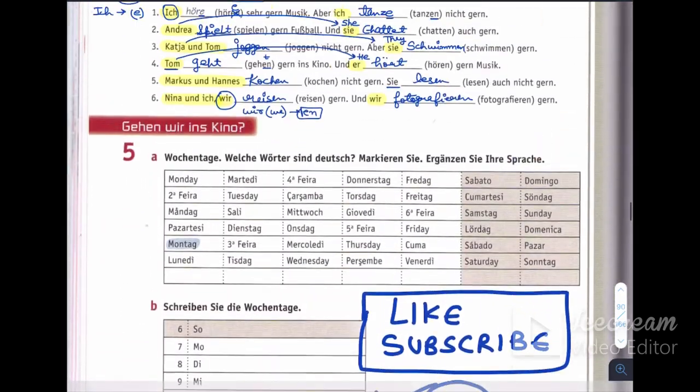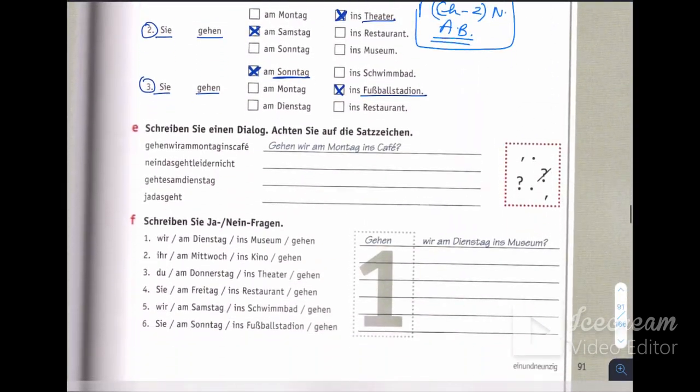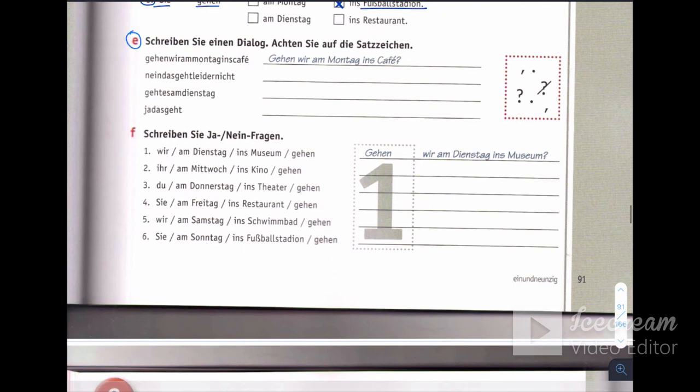This question is 5. We are going to do this one, 5e, okay? Schreiben Sie einen Dialog. Achten Sie auf die Satzzeichen. Yeah, what does this mean? You need to write the dialogue. Schreiben means to write. Okay. And this is dialogue. Achten Sie, you need to pay attention to a Satzzeichen. This means punctuation mark.